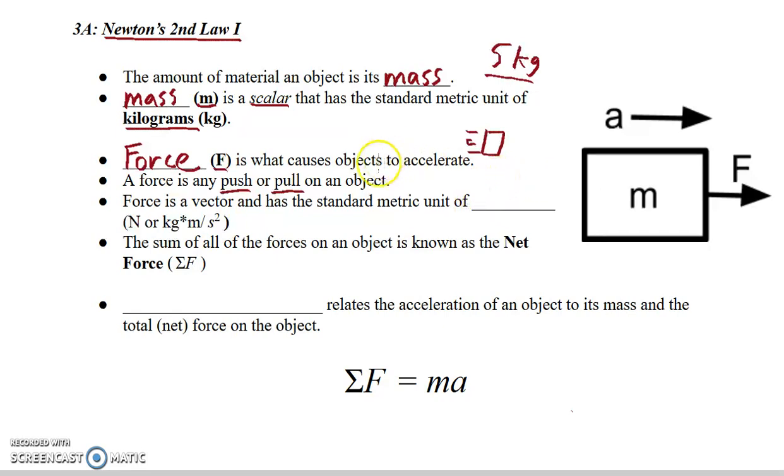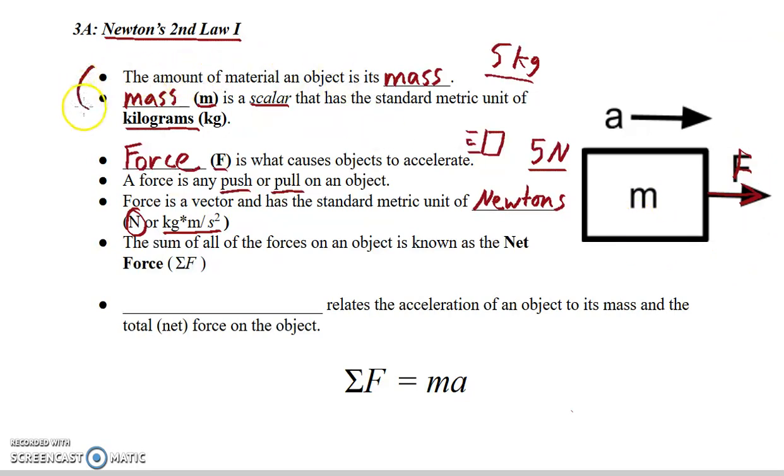So force is a vector and has the standard metric unit of newtons, abbreviated with N. So you'd have like 5 N, 5 newtons. Or sometimes you might see this notation, kilograms times meters per second squared. Same thing, but typically you'll see the N for newton. So again, force is a vector, meaning it has a direction and a size. So you could actually draw out the vector. Like right here, this would be the force vector, and in this case it looks like it's going to the right. So this vector is symbolizing a push or pull on that object.